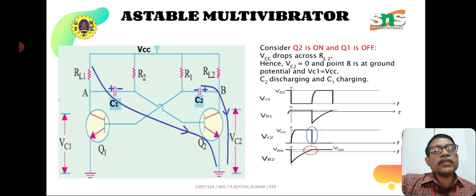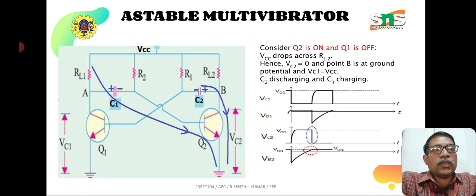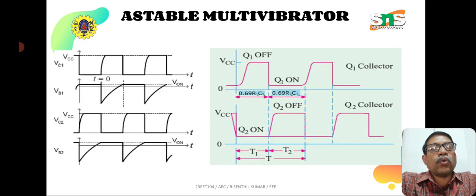And this cycle repeats. The turn on of Q1 and Q2 is opposite, and again when the discharging of C2 is fully completed, then Q2 is turned off and Q1 is turned on. This cycle repeats such that the output waveform is a square waveform. See here, the output waveform is a square waveform.